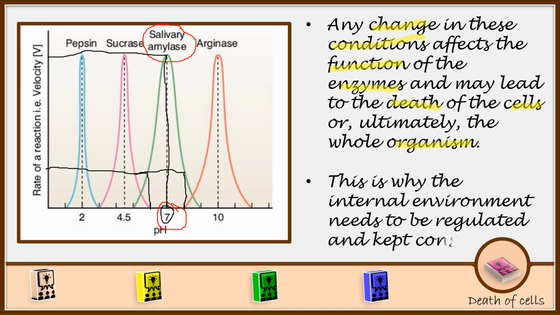This is why the internal environment needs to be regulated and kept constant. So if there is any change, for example, in the environment of salivary amylase, the change of pH to 6 is going to affect the rate of reaction. Therefore, the pH has to be regulated and taken back to the pH of 7 for the enzyme salivary amylase to work best.